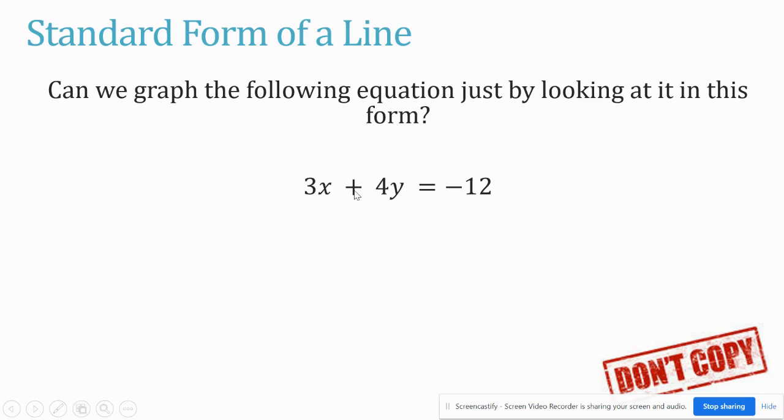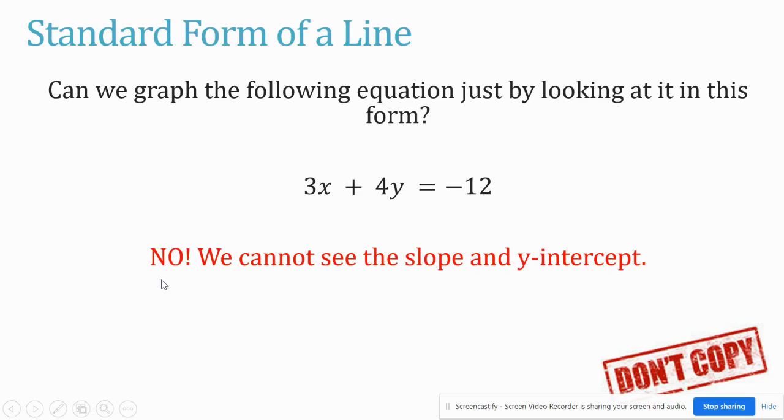Some students would say, oh yeah, 3 is the slope, but that's not the case here because y is not isolated. We have this 4 in front of the y, so we can't say that this is the slope, because y has to be by itself. So the answer to this question is no. We're not able to see the slope and the y-intercept just by looking at that equation.